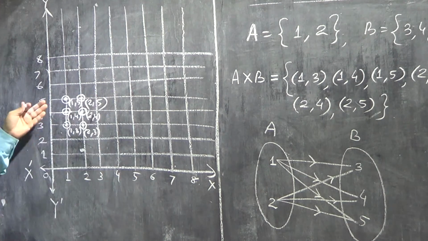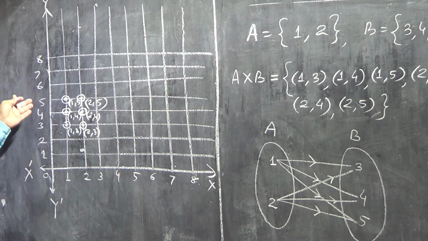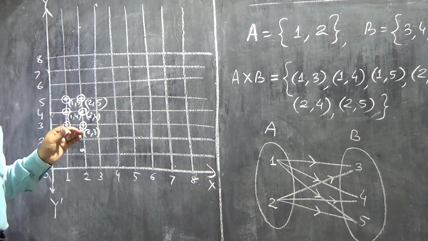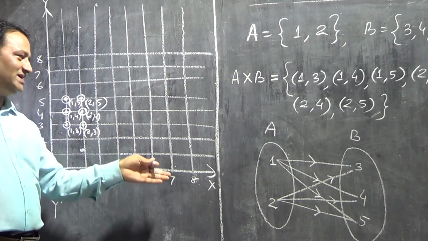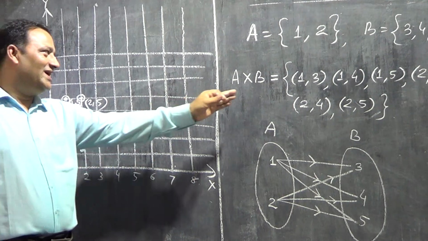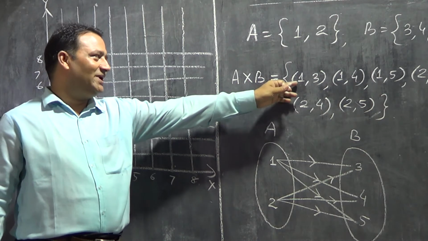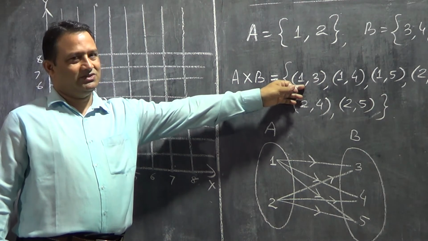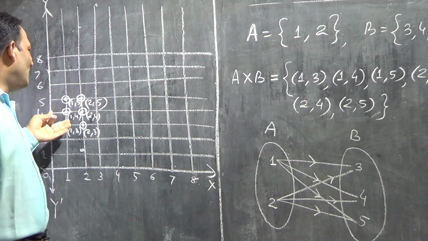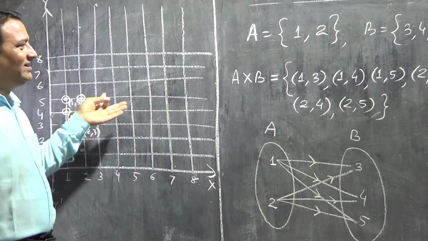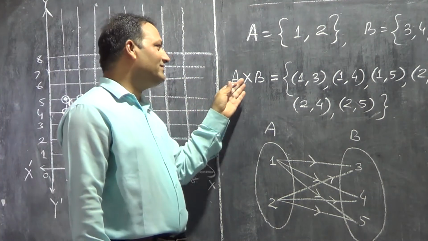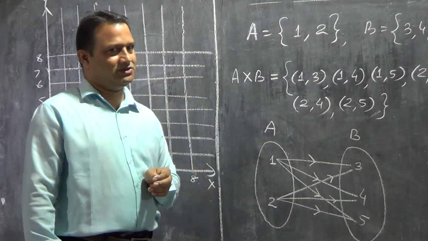So this is the graphical representation. For you there is no need to draw the lines like that. You can use a graph sheet and mark the axis, write the numbers along x and y axis, and then plot all the points corresponding to these ordered pairs. Whatever ordered pairs we get here, you plot one point for each ordered pair, and that will be the graphical representation of a Cartesian product.